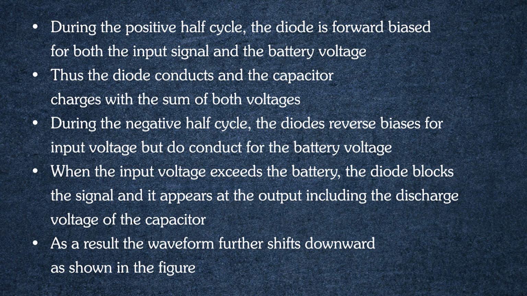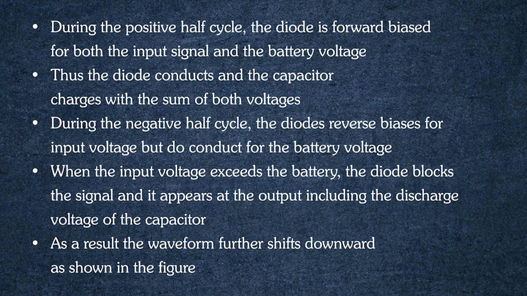So, during the negative half cycle, the diode is reverse biased for the input voltage, but conducts for the battery voltage. So, during the negative half cycle, one source voltage acts as a reverse bias for the diode, but it conducts for the battery voltage.